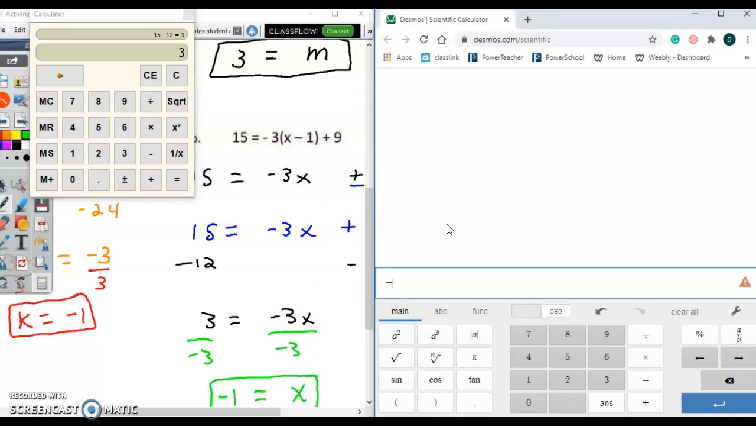Negative 3, parentheses, and then I'm going to put my negative 1 in there, so parentheses negative 1, minus 1, close off that parenthesis, and then plus 9. And we have our 15 right there. And there's our 15, so it worked. Yay, we did it right.